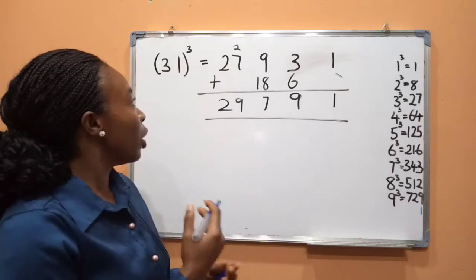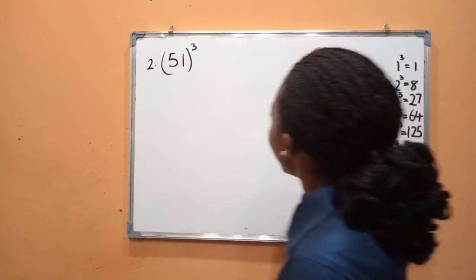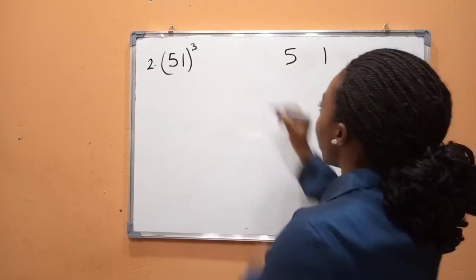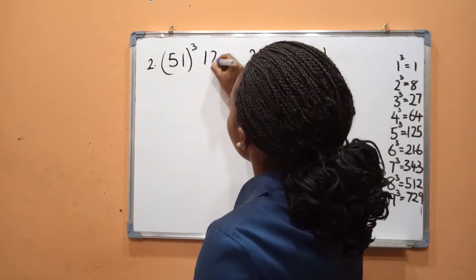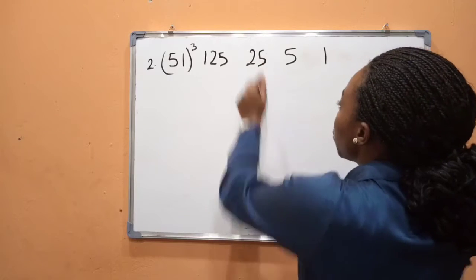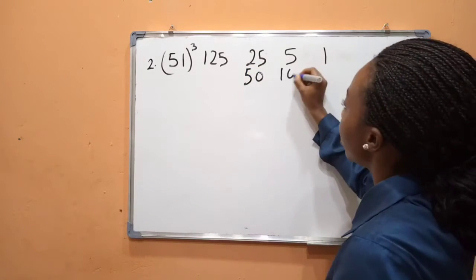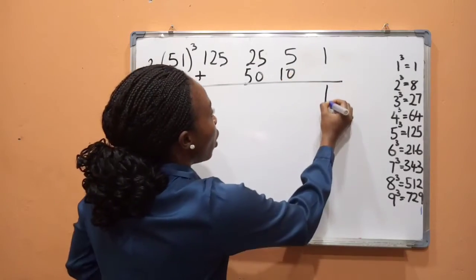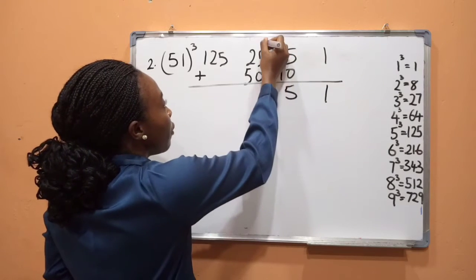Let's take a look at more examples. Here we have 51 cube. What we simply do, we move to the right hand, we start with 1 and we write 5. What is the square of 5? It's 25. And what is the cube of 5? It's 125. Now ignore the first and last number. 2 times 25 gives us 50 and 2 times 5 gives us 10. So we simply sum it up. When we add it up, we are going to have 1, we are going to have 15, we write 5 and carry 1.